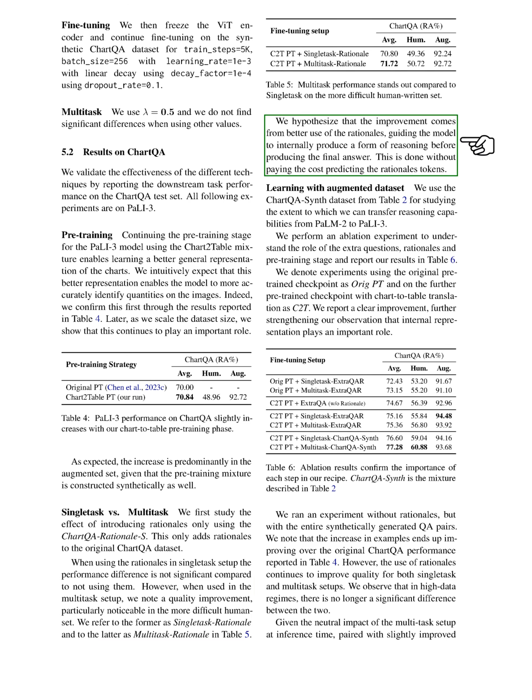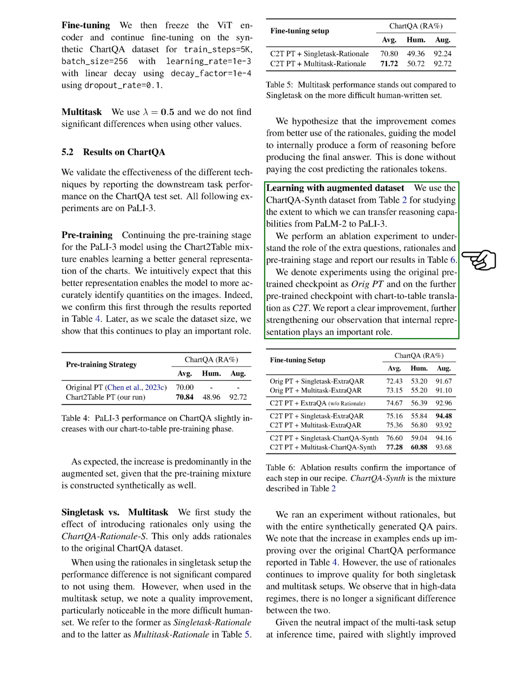We believe that the enhancement in performance is due to the better utilization of rationales, which help the model generate reasoning internally before providing the final answer. This improvement is achieved without the need to predict the rationale tokens. Next, we explored the transfer of reasoning abilities from PaLM2 to Poly3 using the ChartQA synth dataset. Through ablation experiments, we investigated the impact of extra questions, rationales, and pre-training stages.